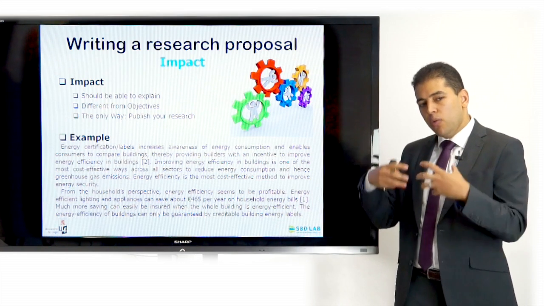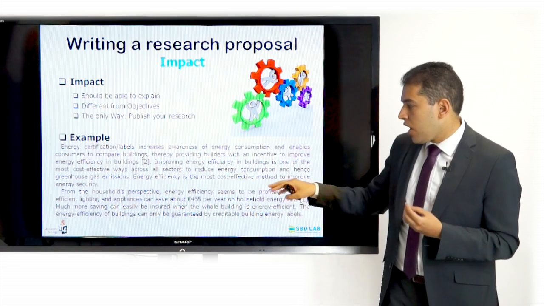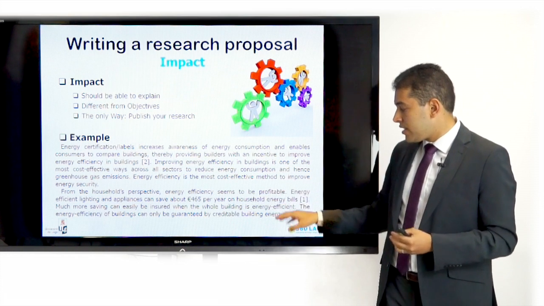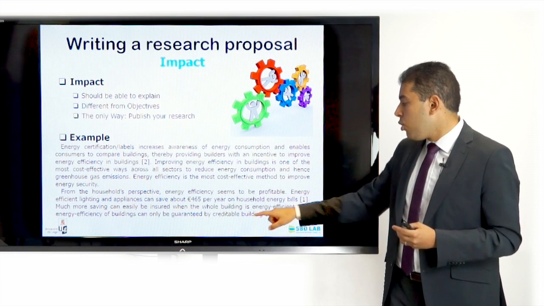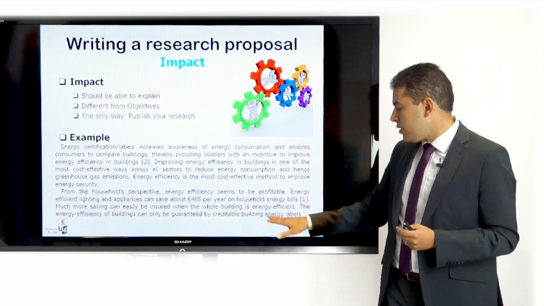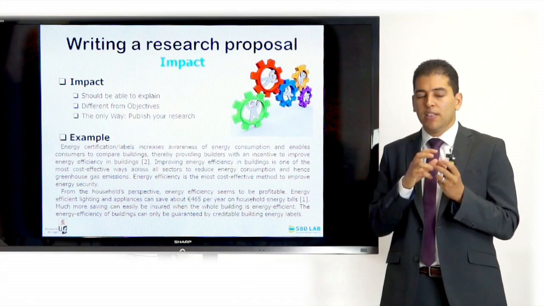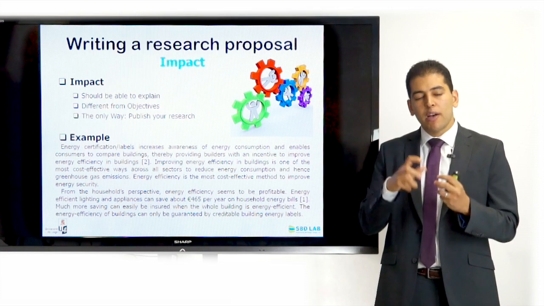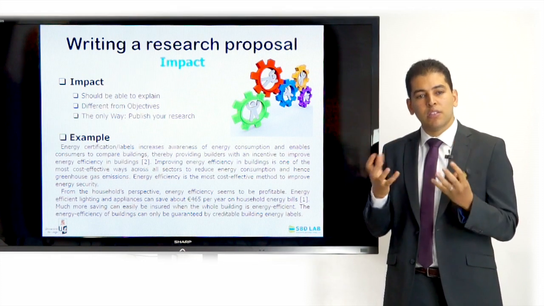You are telling how energy efficiency or the labels are used, what is the impact of this topic. Energy efficient lighting and appliances can save about €465 per year per household in energy bills. Much more savings can be easily ensured when the whole building is energy efficient. The energy efficiency of buildings can only be guaranteed by creditable building energy labels. So here you are describing what is the impact of your research. You are saying that while studying the labeling of buildings, already I can promise to have cost-effective savings and I can guarantee a security and independence from fossil fuel.